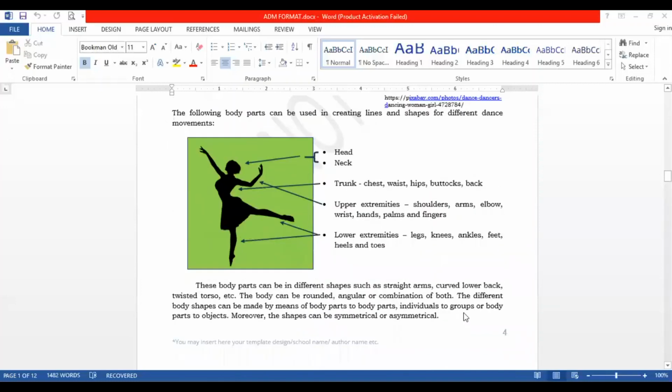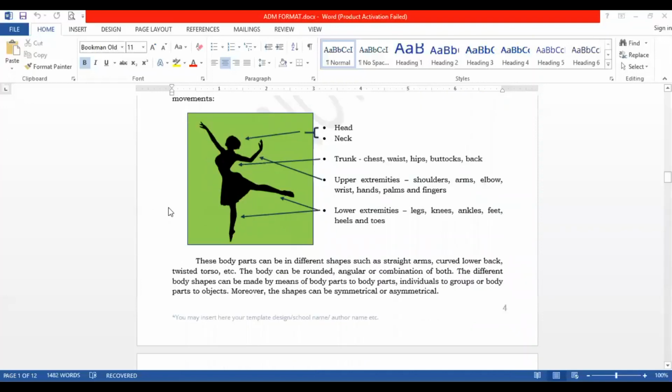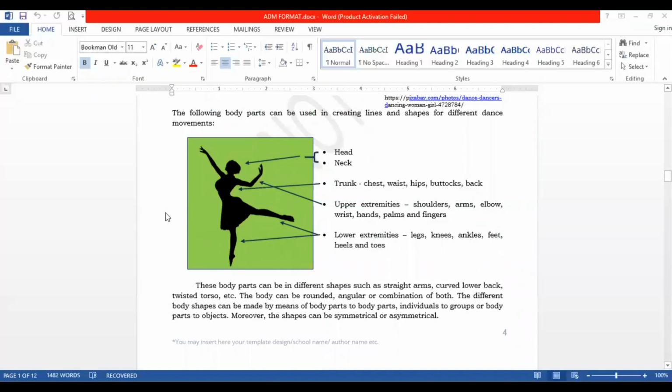Yan, dinis-cuss ko sa kanila itong what are the different body parts, no? Hindi ako nag-definition of terms ng mga body, kundi pinakita ko lang sa kanila kung ano-ano yung mga parts na pwede nilang magamit to create lines and shapes. Okay? So, yun lang. Ganun lang kaano siya.